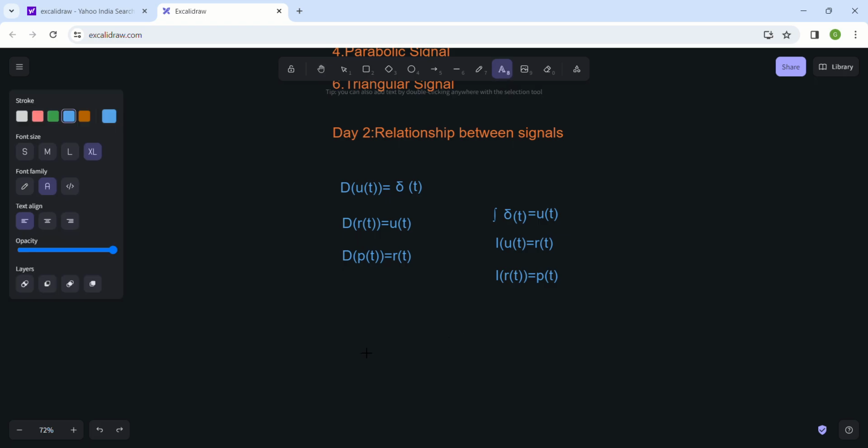I already told you, t means continuous form, n means discrete form. Now these are the relationships between signals in continuous form. Now let's see the relationship between the signals in discrete form. First let me write this, then we will convert that.